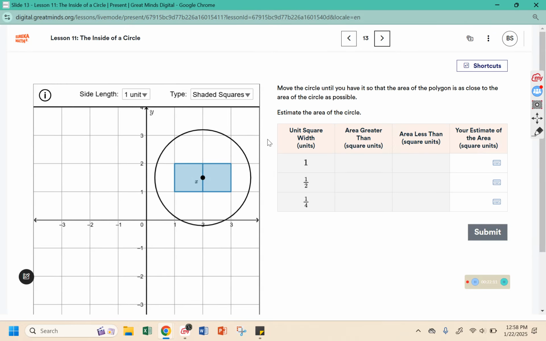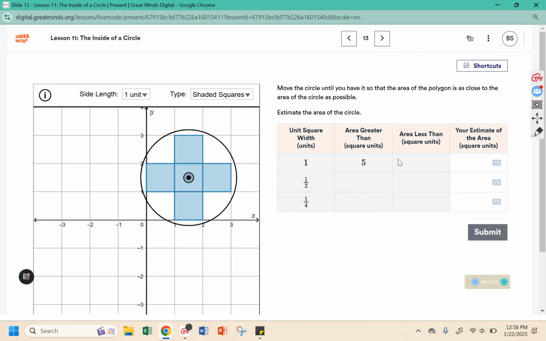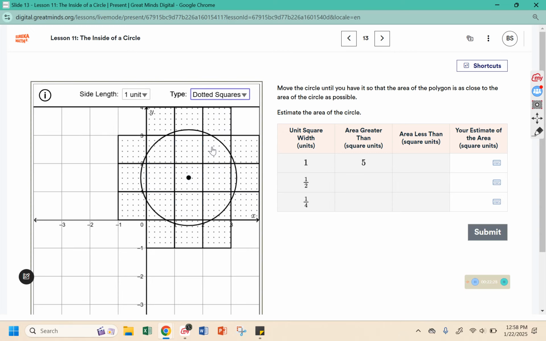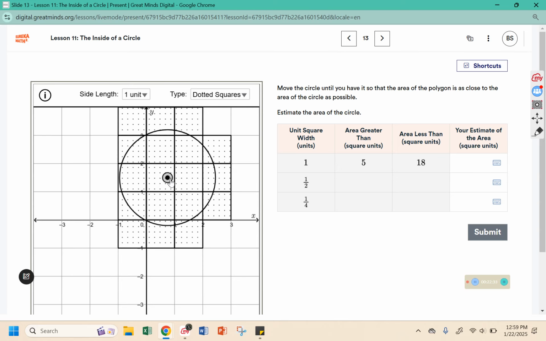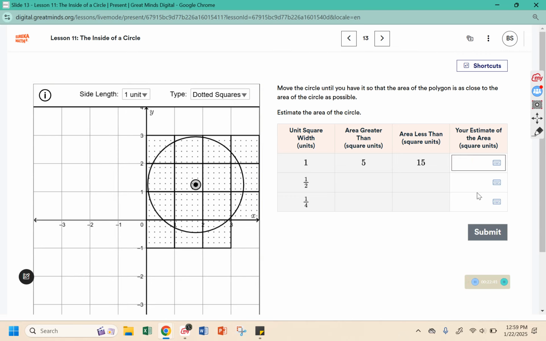So this one says, here, if we move it, the area has to be greater than 5. And then if we move on to the dotted, it has to be less than, so we want to minimize this. I think the lowest number I saw was 15. So our estimate is somewhere between 5 and 15. Well, you might just go in the middle. You might say, maybe it's closer to 15 or closer to 5.